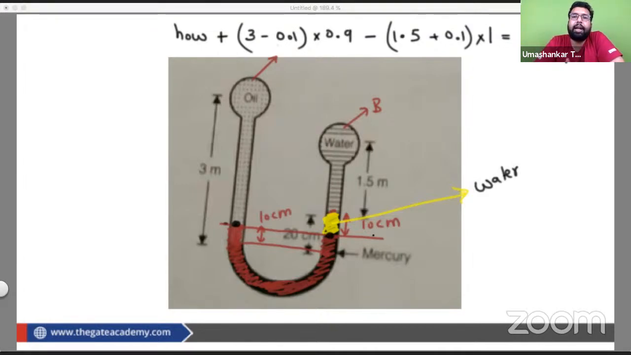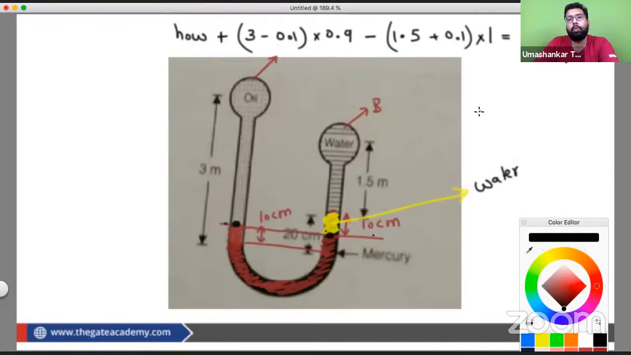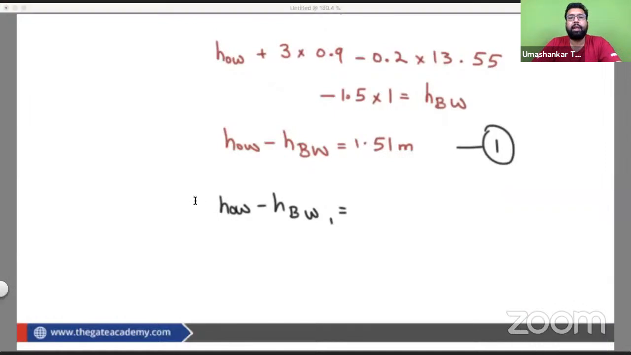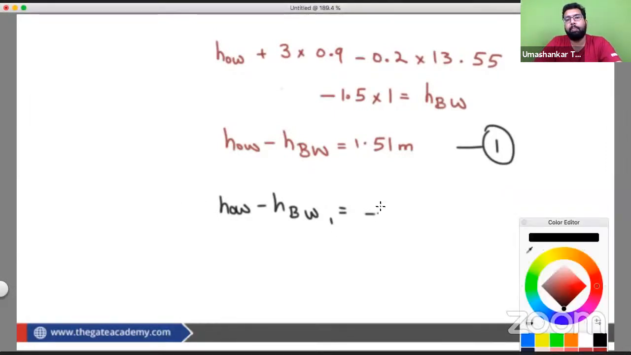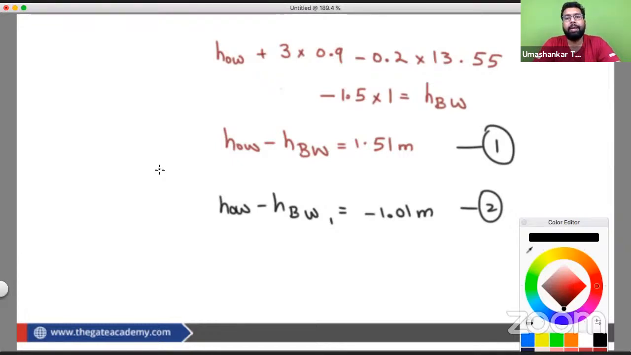In the new condition, I have again applied the same approach and the same manometric equation. So this is equation one. Now from it, when we make the changes, we are getting HOW minus HBW1, and we can calculate it. I hope we are getting minus 1.01 meter. Let's call it equation number 2. Just by solving this equation, you will be getting the same thing.